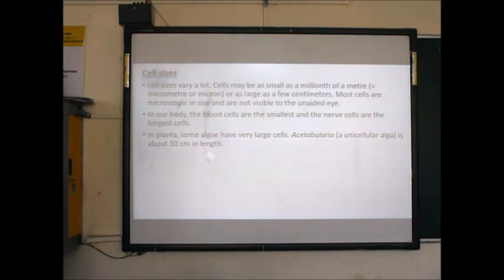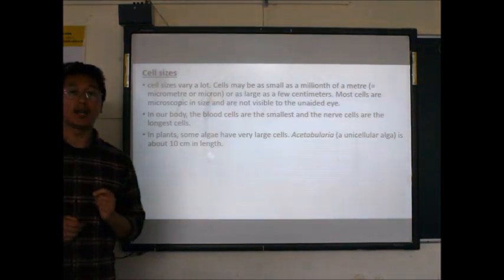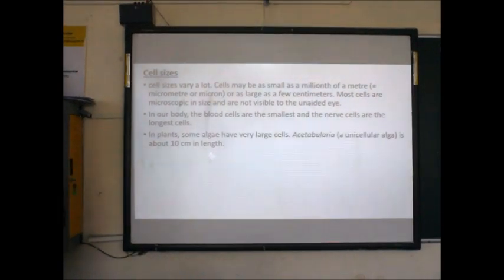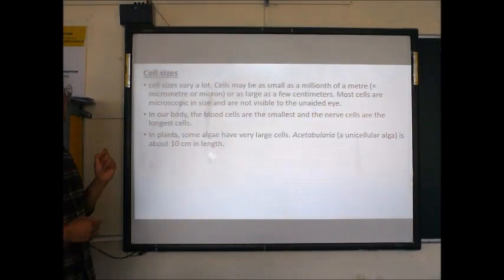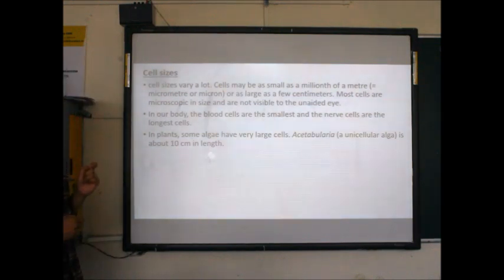So it is a very small size. A cell may be a few microns, or as large as a few centimeters. Most cells are microscopic in size and are not visible to the unaided eye. So we need an instrument, a microscope, in order to see these cells because of their small size.